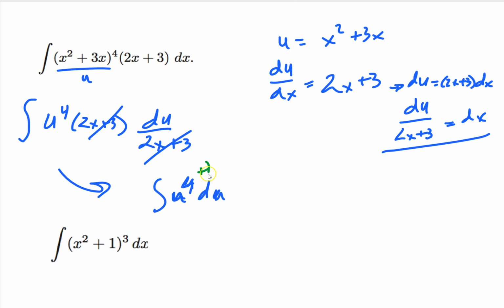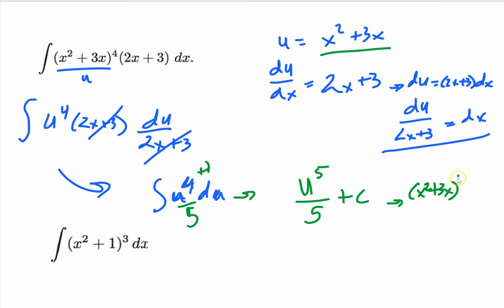So add 1 to the power, divide by your new power. So you're going to get u to the 5th over 5, new power, plus c. And then don't forget to plug your u back in. So my u is x squared plus 3x, so (x squared plus 3x) to the 5th over 5 plus c.